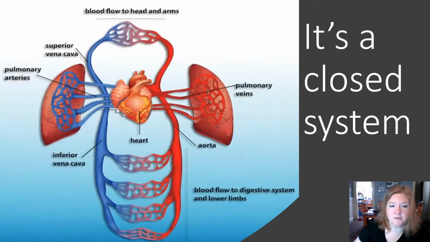Okay, first it's a closed system. So you can see it goes from the heart, let's bring this up, to the head and arms, comes back to the heart. Goes from the heart to the lungs, back to the heart. From the heart to the lower body, back to the heart. So everything loops back to the heart, okay?